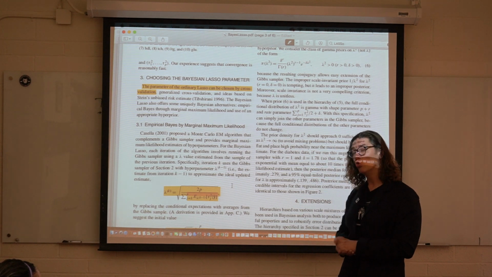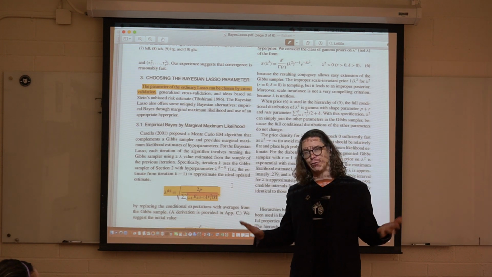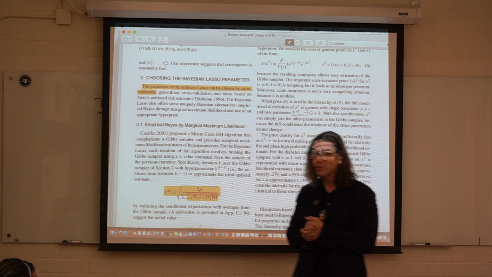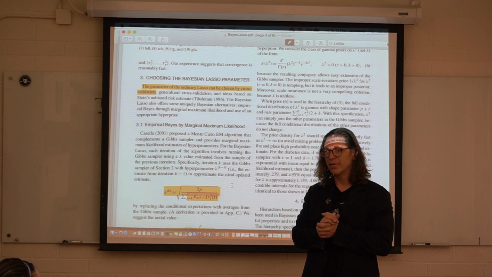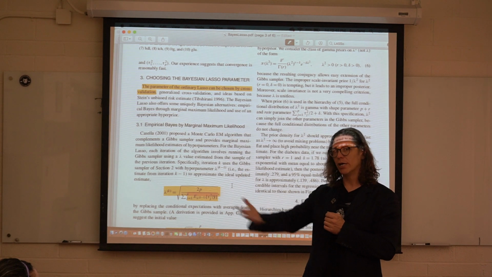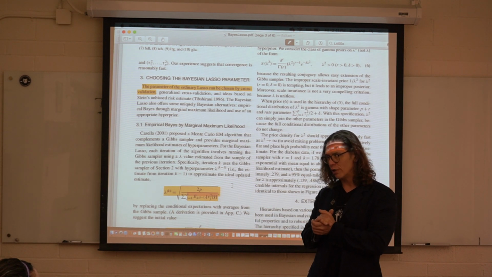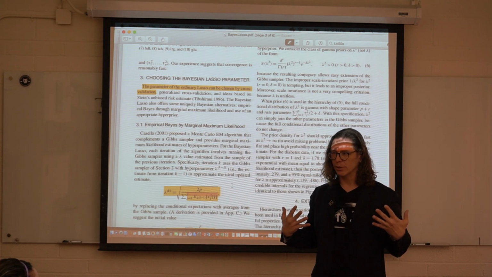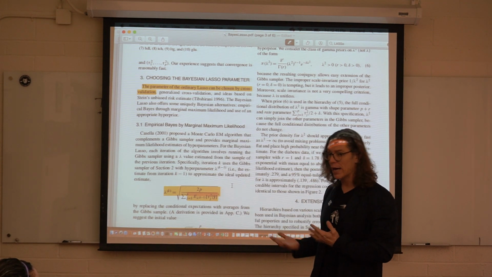Saying that, you could do it all in parallel. If you had access to supercomputers or thousands of cores or millions of cores, then you could do that, because each lambda that you end up looking at and cross-validating is independent of the others. So you're running independent Gibbs samplers. If you had a lot of computers, you could do that.